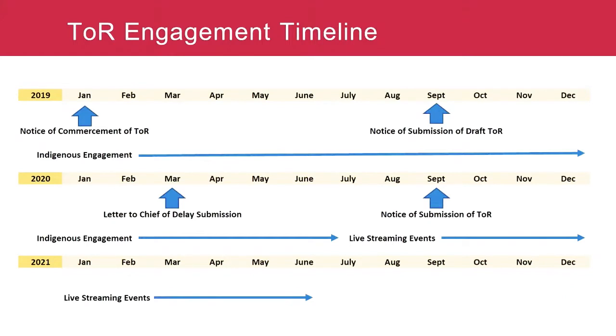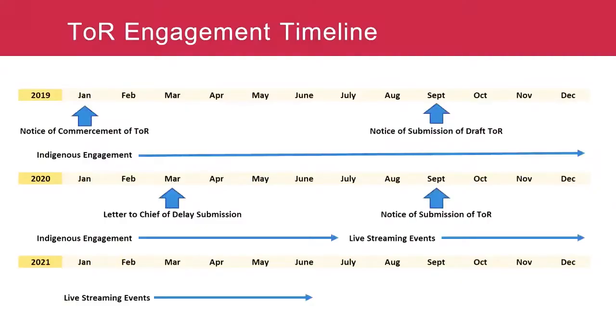So in January 2019, the beginning of 2019, we did the notice of commencement of the TOR, the terms of reference. So there were several months, or 9 months, for public input to the idea of drafting up terms of reference. Then we did the notice of submission of the draft TOR. So from January 2019, 9 months later, September 2019, we took public input to help draft the TOR.